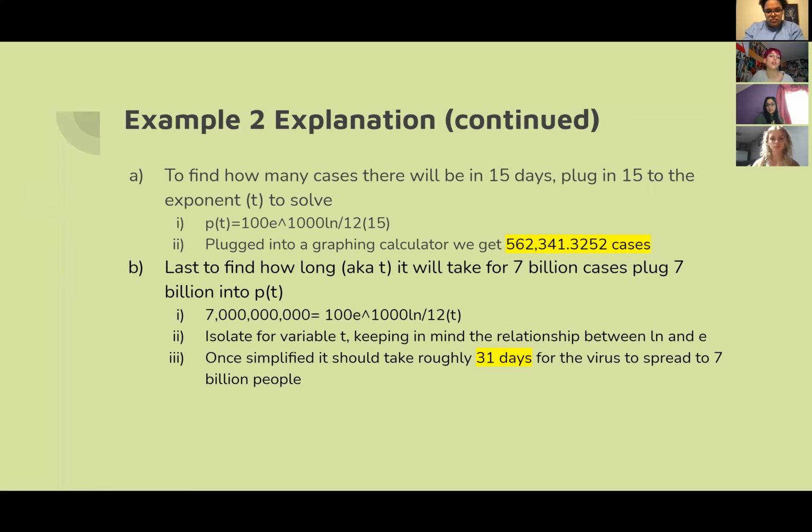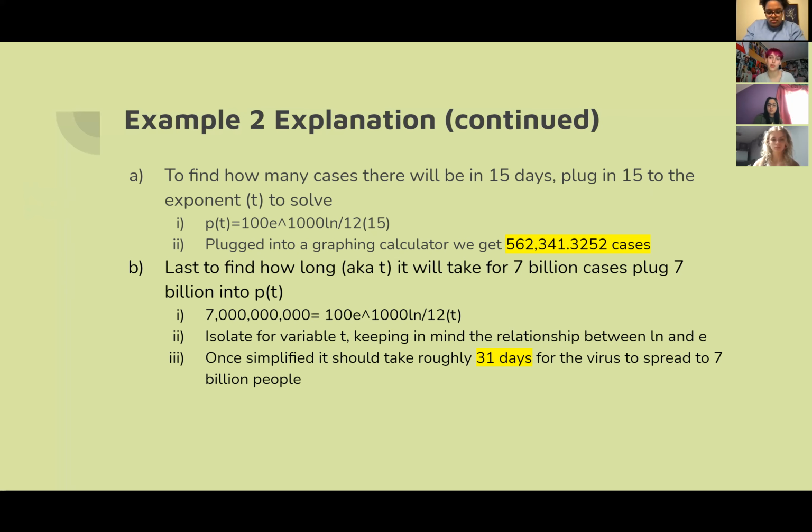So we have P of t equals 100 times e raised to 1,000 times natural log divided by 12 times 15. Once we plug that into a calculator, we get roughly 562,341 cases.